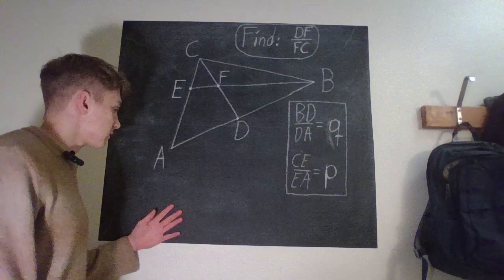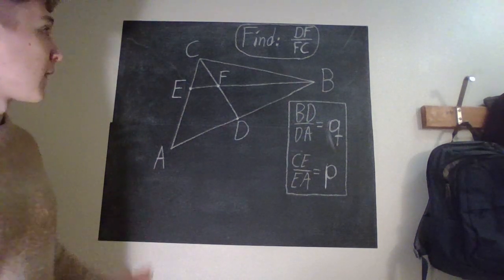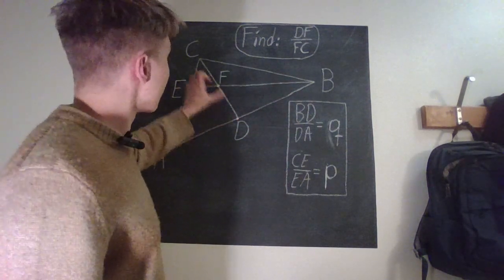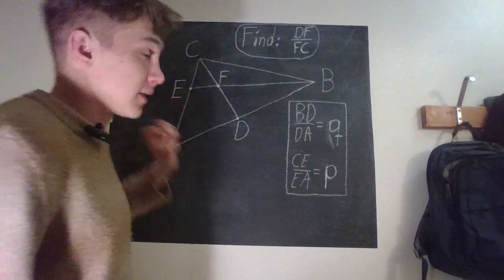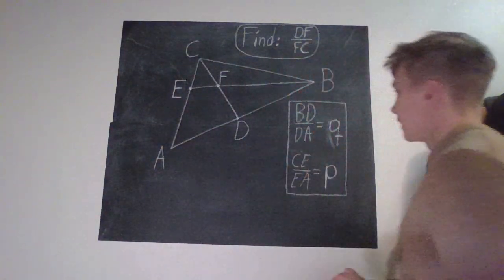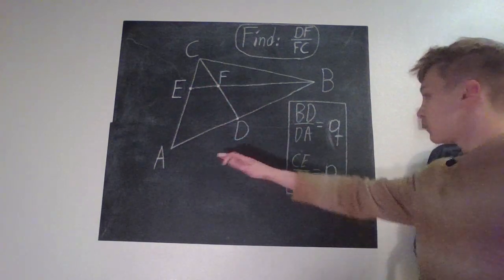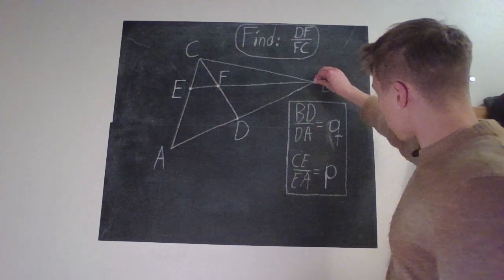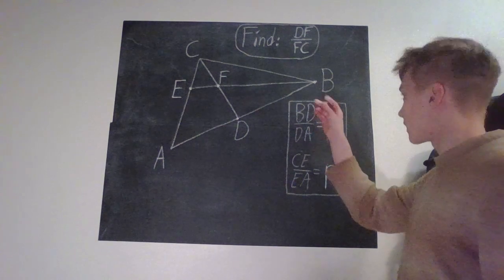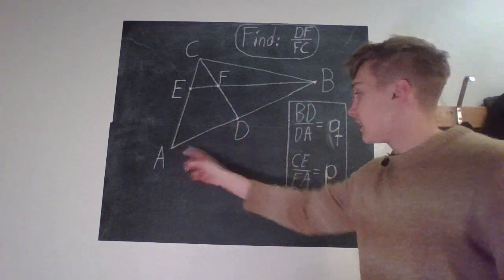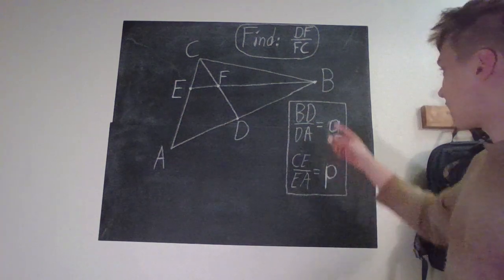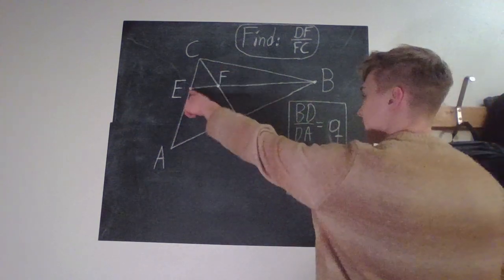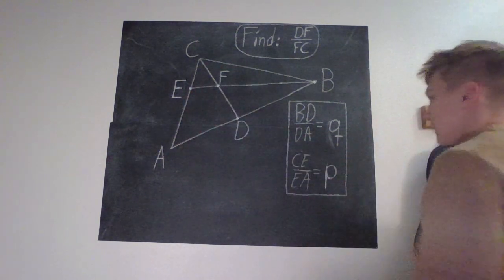Alright, so here we got a nice shape and we're asked to find the proportions of these two lengths, given the information that the line CD splits the line segment AB into proportions 1 to Q, meaning that BD over DA is equal to Q, and the same goes with this line here that splits that line, so we have that CE over EA is equal to P.